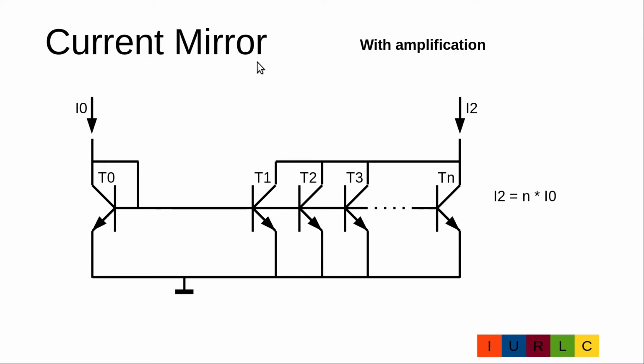To build a current mirror with an amplification factor, we simply need to increase the number of output transistors.